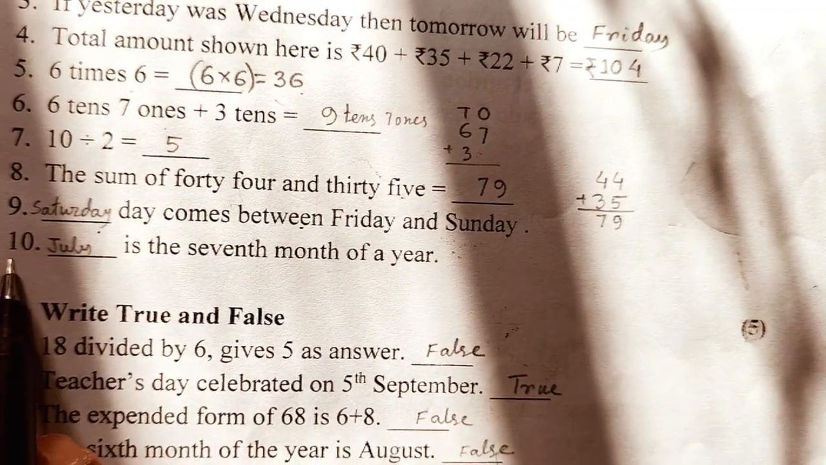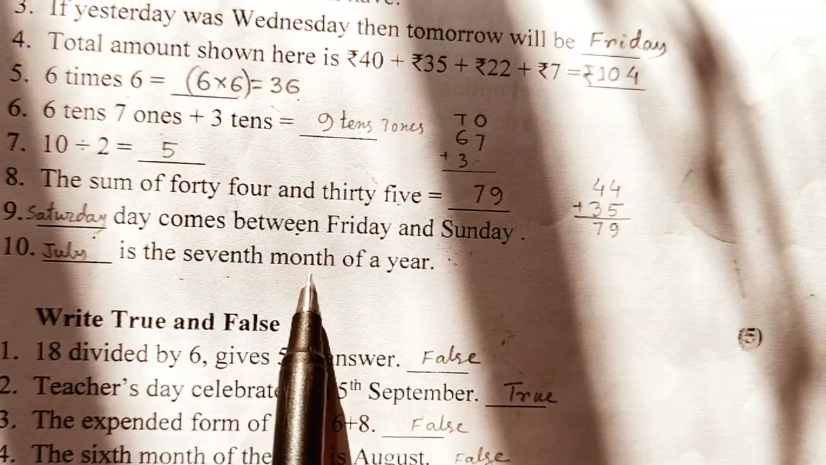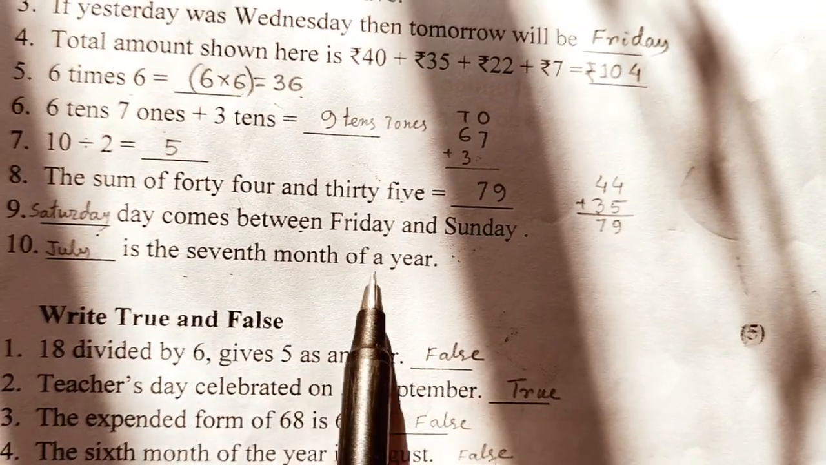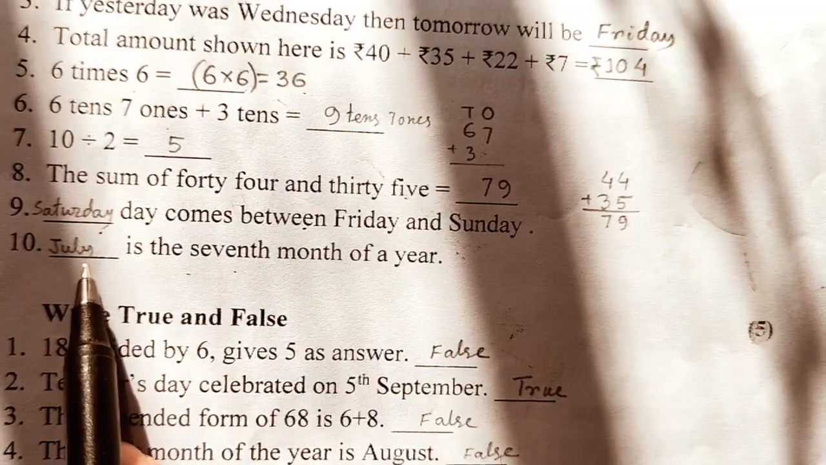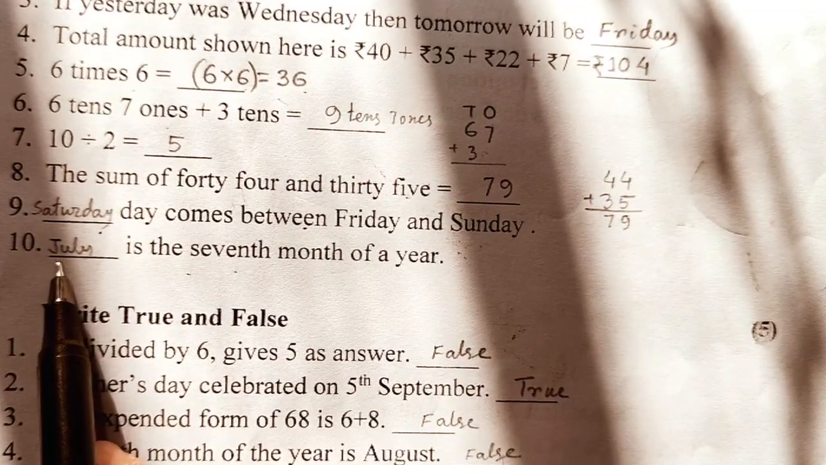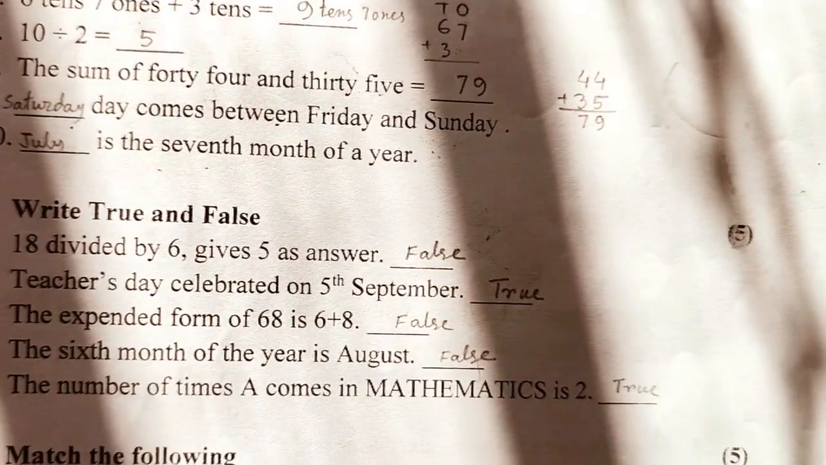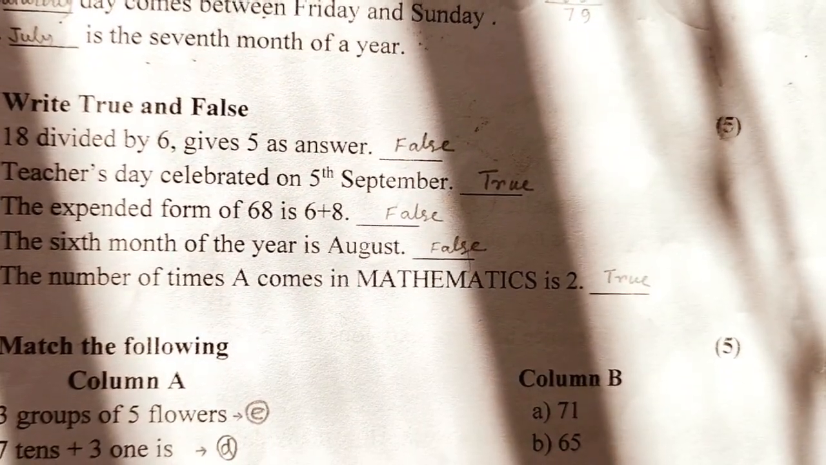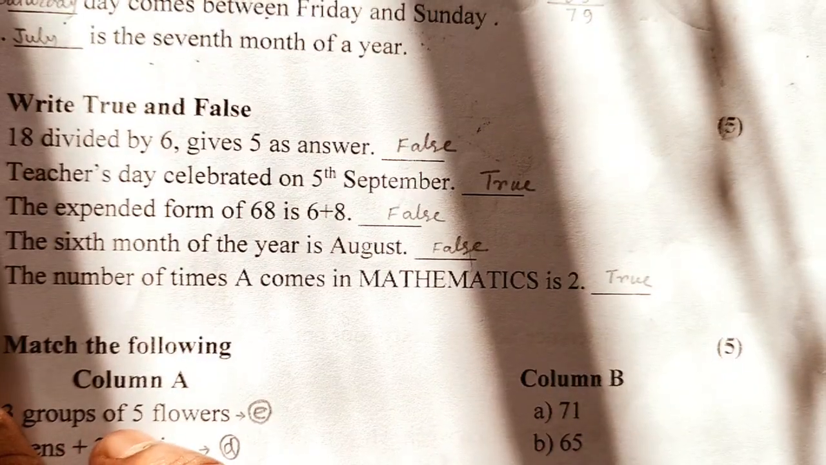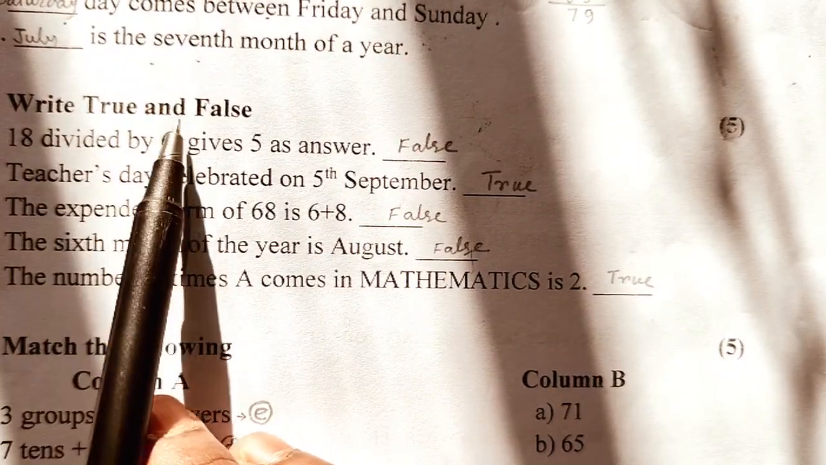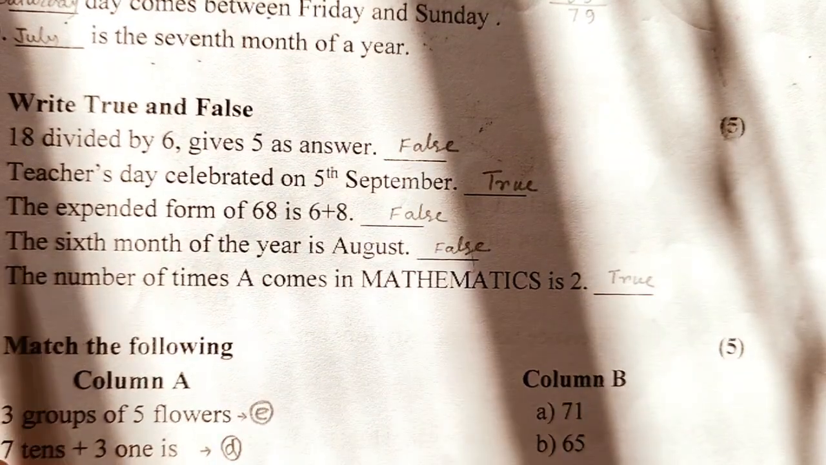Okay. Question number 10. Dash is the 7th month of the year. We know that the 7th month of the year is July. Okay, this is the right answer. Now we have question C. Write true or false. There are 5 questions you have to answer.